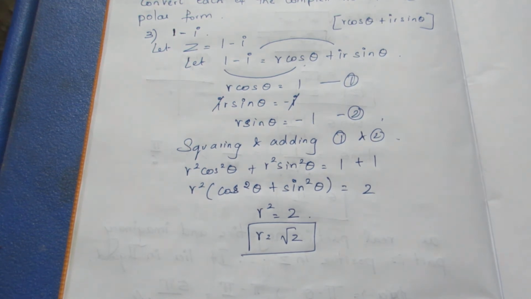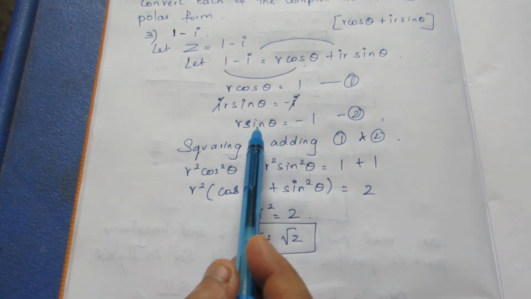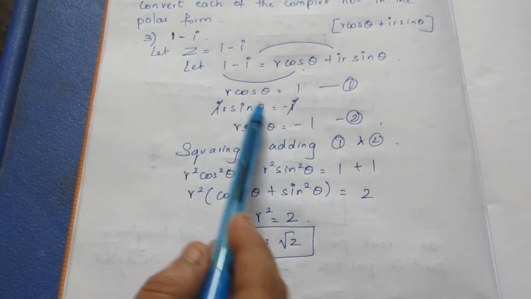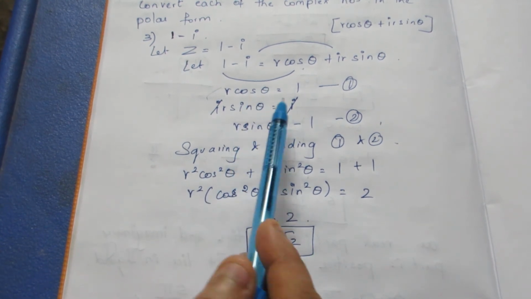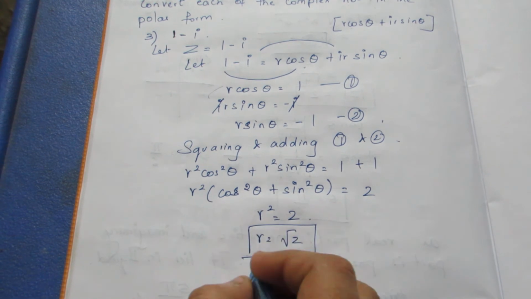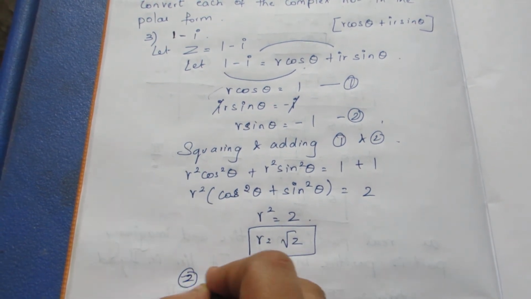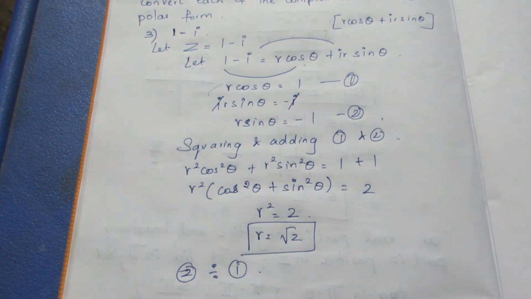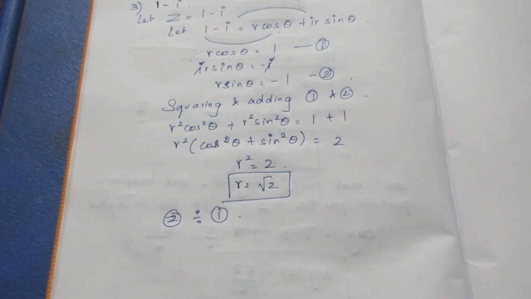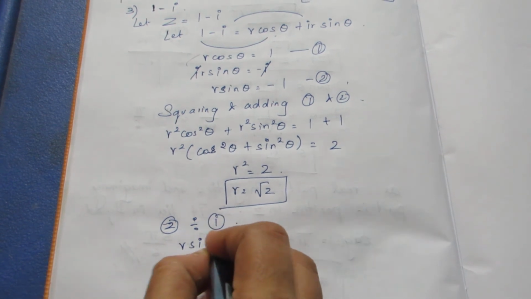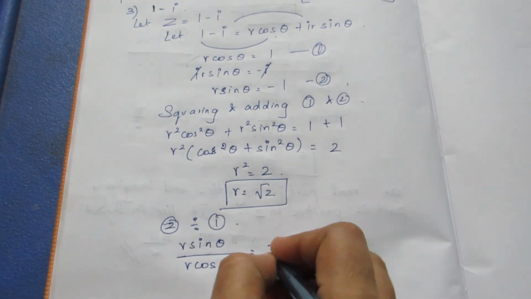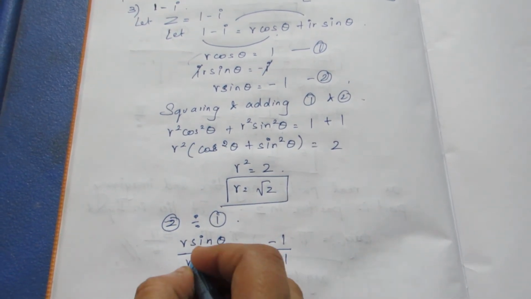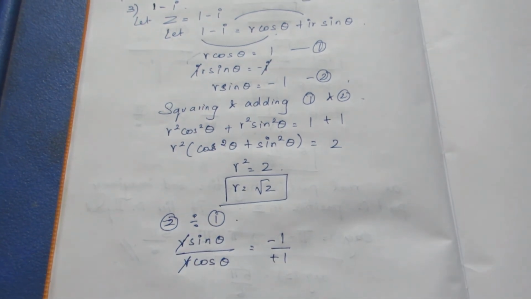Now we want to find theta. For finding theta, we need tan theta. Sin by cos will be your tan, so always take the second equation by the first equation. If we take this, we will know the value of tan theta. So, second equation divided by the first equation: r sin theta by r cos theta is equal to, LHS by LHS, similarly minus 1 by plus 1. Here the r's get cancelled.